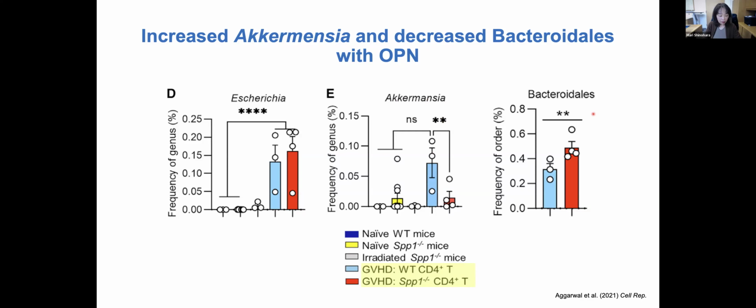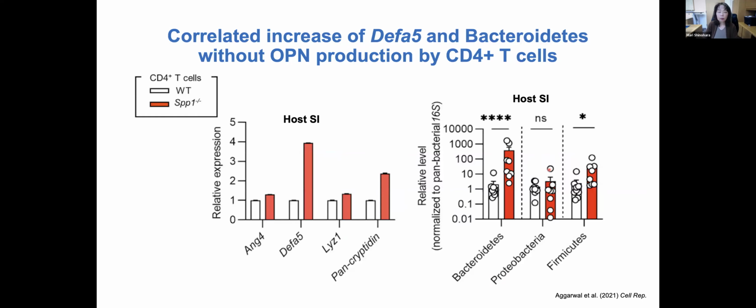And in contrast, OPN from CD4 T cells significantly reduced the overall level of the commensal bacteria Bacteroidales. Right here, it's reduced. And then the reduction with OPN is reflected in the trend of major genera of Bacteroidales right here. Those bacteria are known to be pathogenic in the GvHD setting, so it's really correlating with what people found before.